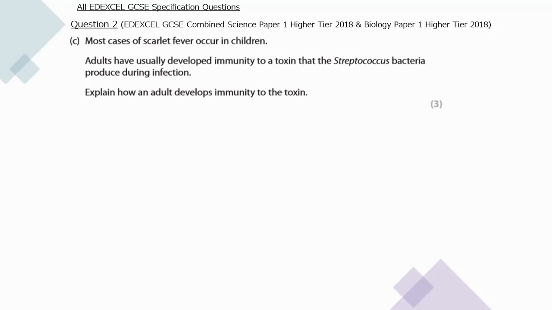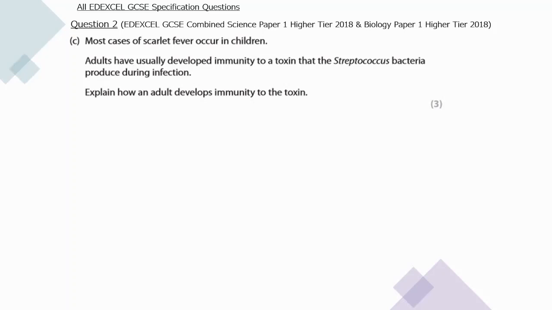Explain how an adult develops immunity to the toxin. So we know that, of course, first the individual, the adult, needs to be exposed to this toxin on the pathogen, or produced by the pathogen rather. Then when they're exposed to this, it's going to stimulate an immune response. And the result of this immune response is lymphocytes being produced, and they are going to produce antibodies, and they are going to try and kill the pathogen.